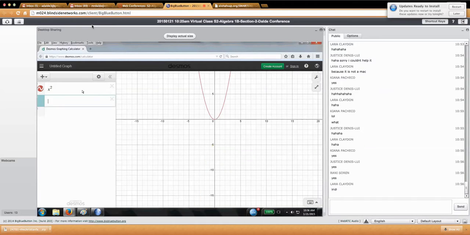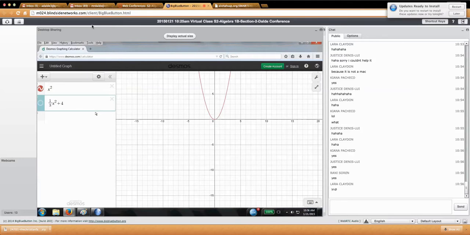So, what if I did this? What if I made it negative x squared plus 4? Should I go negative x squared? No, I'll just go like this: 1/3 x squared plus 4. What would that graph look like? 1/3 x squared plus 4.